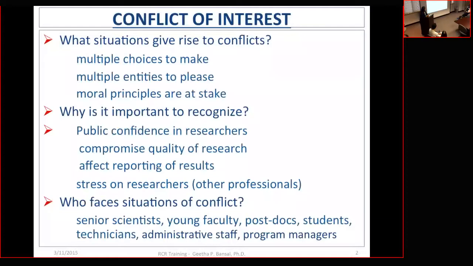Why is it important to recognize conflicts? Why do you think it's important to recognize conflicts? Then you know that there's a conflict here, or that there should be a conflict. If you won't tell me, I'll tell you.